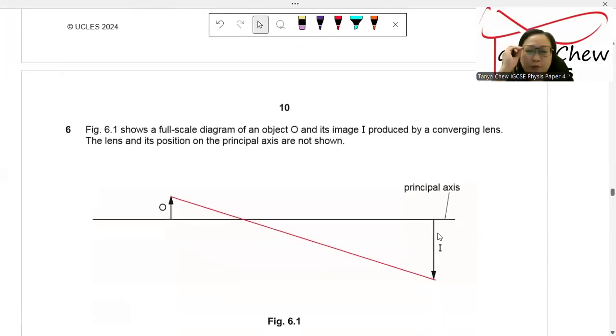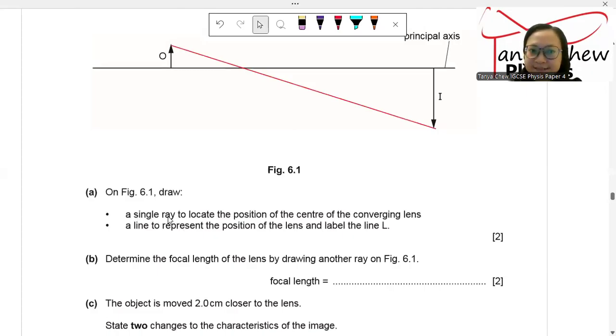Now the next one, Fig 6.1 shows a full-scale diagram of an object O and its image I produced by a converging lens. The lens and its position on the principal axis are not shown. On Fig 6.1, draw a single ray to locate the position of the center of the converging lens. Now, there are three rules in drawing a ray diagram. So when the principal focus is not given, you use the rule which stated that any ray that is passing through the center of the lens will just go straight without being refracted. So this is the ray that we are drawing.